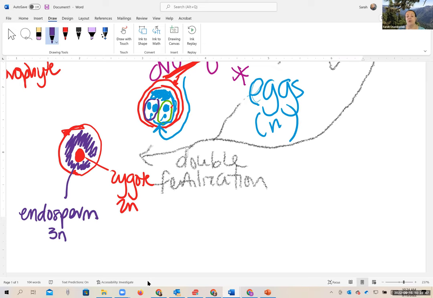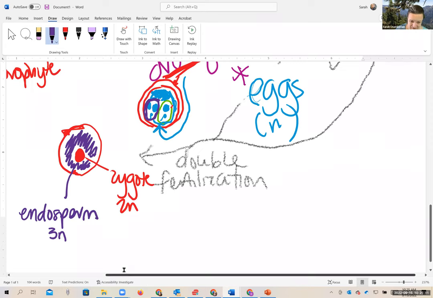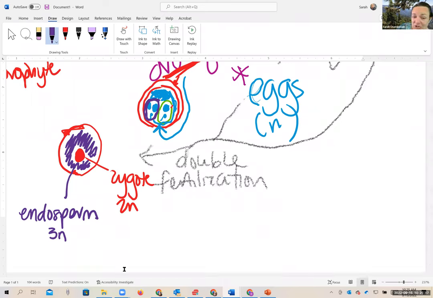Okay, so you've got your zygote, and then it's surrounded by this layer of tissue called the endosperm. The endosperm is a result of the fertilization of those two not-eggs by one sperm to make a triploid structure. This is different from conifers, but it has the same function as the female gametophyte in conifers, in that the endosperm is the nutritive tissue, or as I like to call it, the snacks.